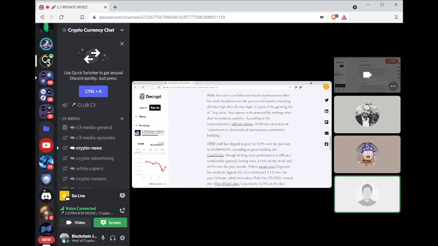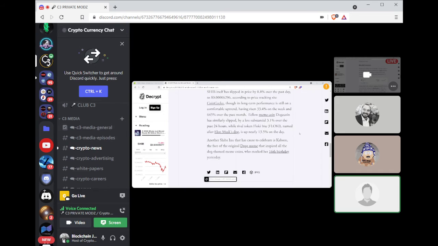Shiba itself has slipped in price by about 10% over the past day, according to the price tracking site CoinGecko, though its long-term performance is still on a comfortable uptrend, having risen 33.4% on the week and 645% over the past month. Fellow meme coin Doge has similarly slipped by a substantial 3.1% over the last 24 hours, while rival Floki Inu, named after Elon Musk's dog, is up near 13.5% on the day. Another Shiba Inu that has cause to celebrate is Kabosu, the face of the original Doge meme that inspired all the dog-themed meme coins, who marked her 16th birthday yesterday.